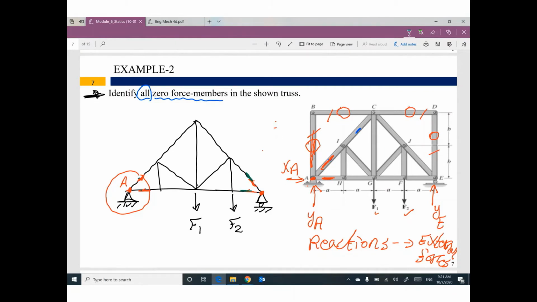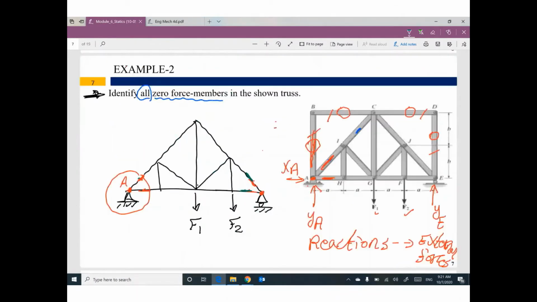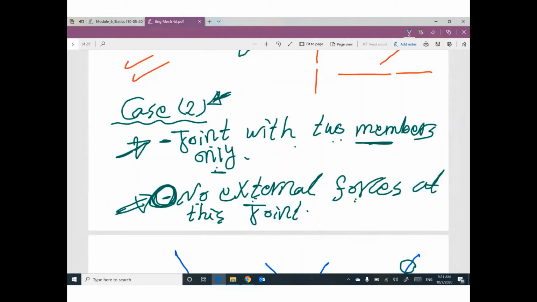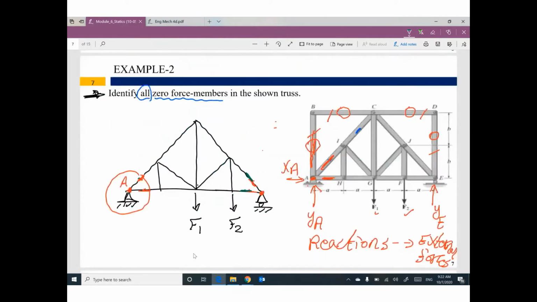I am done. One more time, I will start to check any problem with case number 2. I'm talking about a joint with 2 members only and no external forces. Remember, if you have reactions, reactions can be considered external forces. One more time, which is very important, and be careful. Don't forget it, please. If your members became 0, go ahead and delete them from the truss.